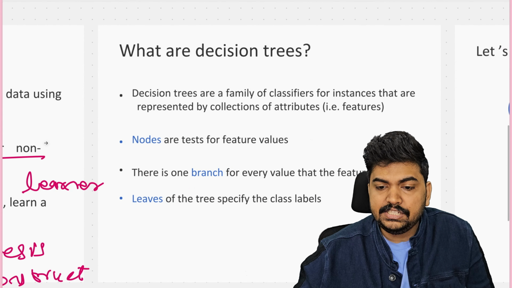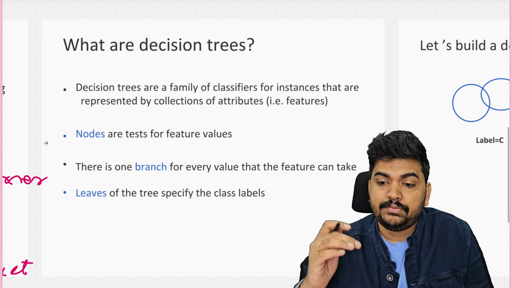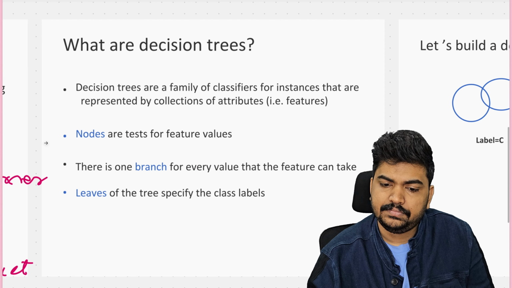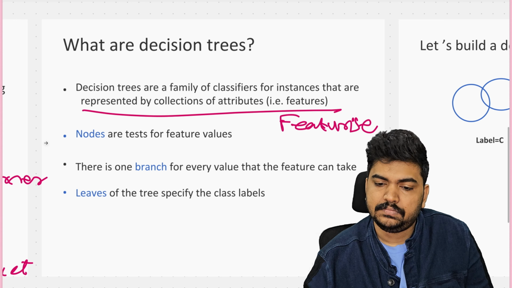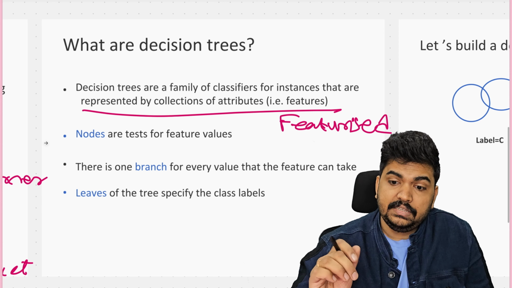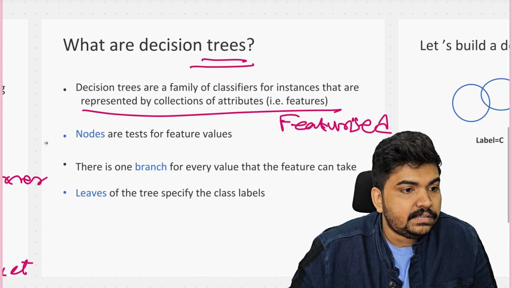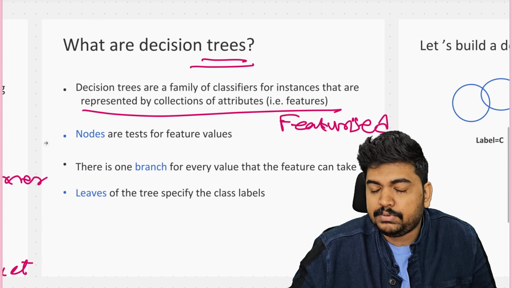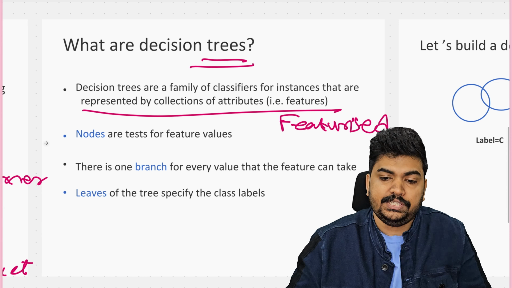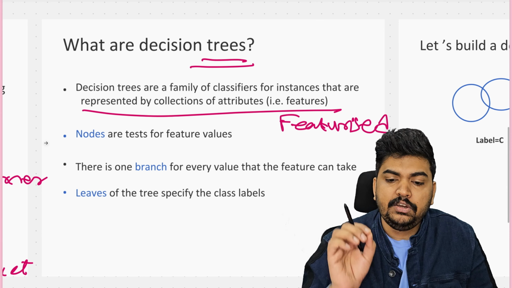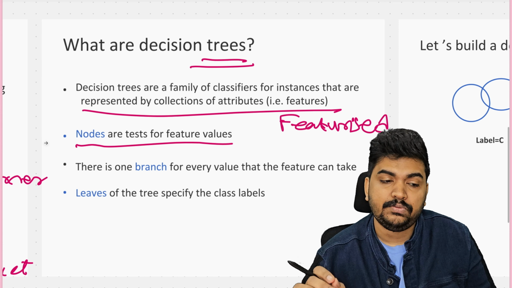So decision trees are a family of classifiers for instances that are featureized. I will simply say featureized. Now we said that they are trees, as in the graph structure tree, and naturally, if it's hierarchical and it's a graph structure, then for every graph there are nodes and edges. So for decision trees, every node is a test for an attribute or a feature. So nodes are tests for feature values.